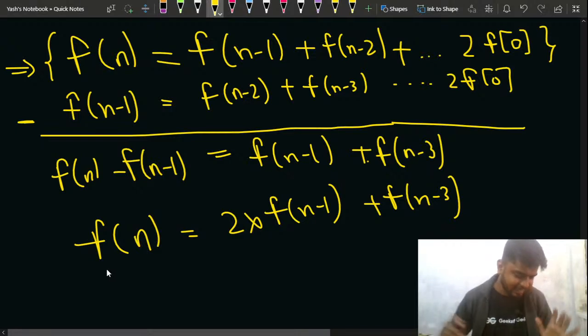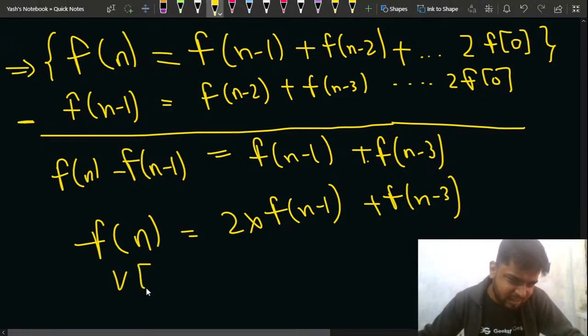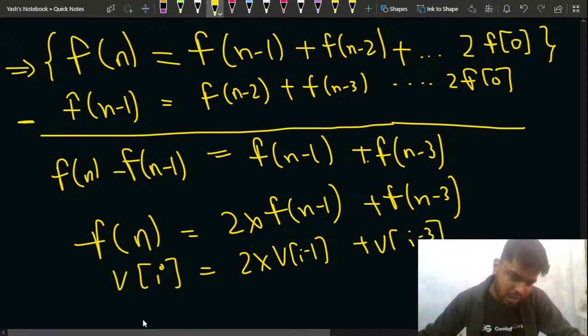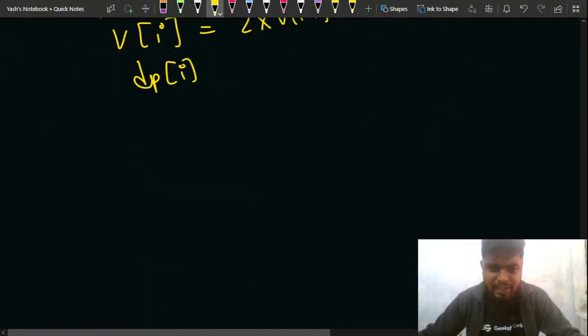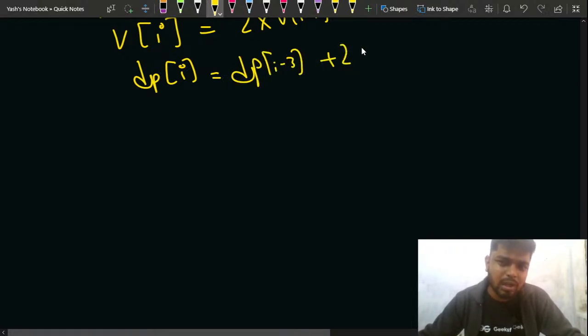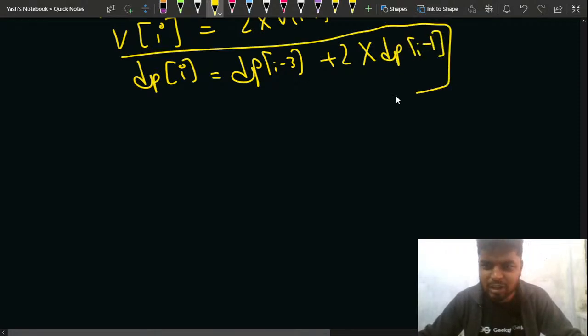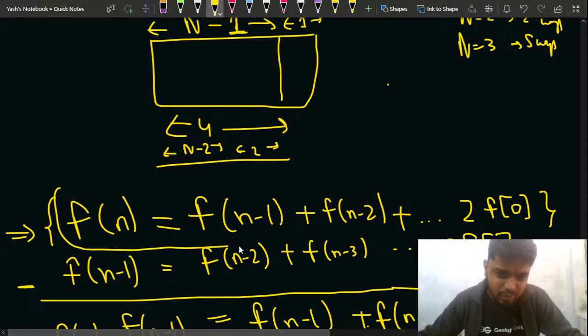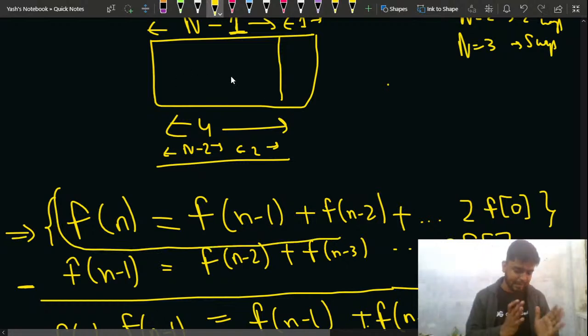If I have to write it in terms of dp or vector, you can say vector of I, v of I is equal to 2 times v of I minus 1 plus v of I minus 3, right? You can name it as dp as well, since your answer is depending on the previous state, so dp of I can be dp of I minus 3 plus 2 into dp of I minus 1. This is the formula that you will get once you are able to derive this equation from the given set by applying this formula. Is this much part clear to everyone? Just quickly let me know in the chat.